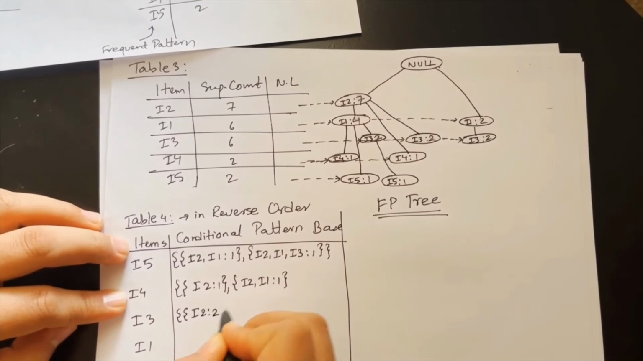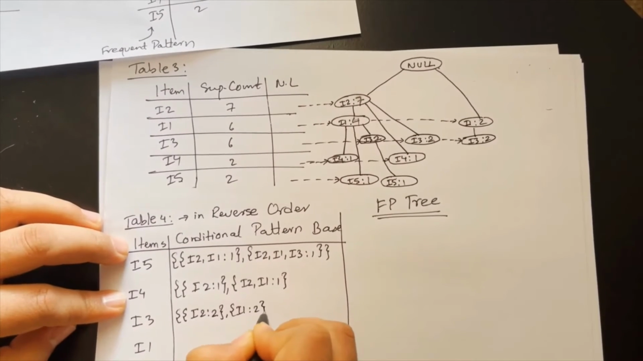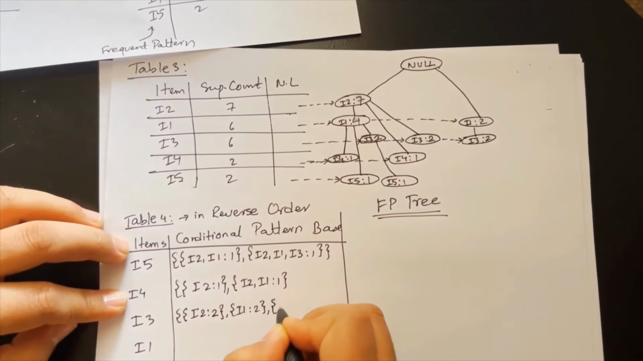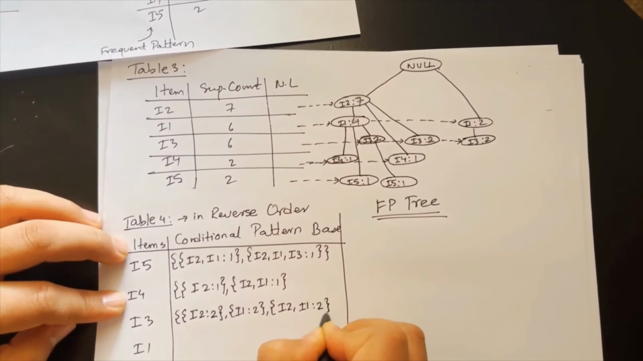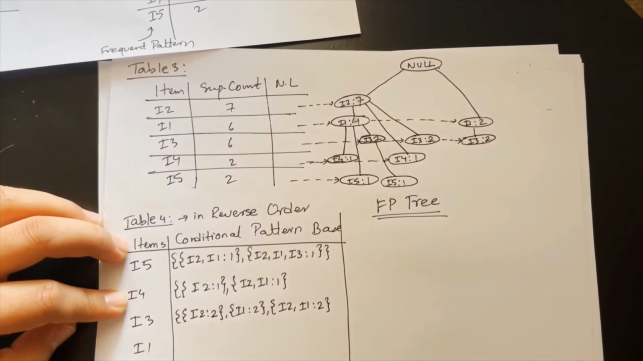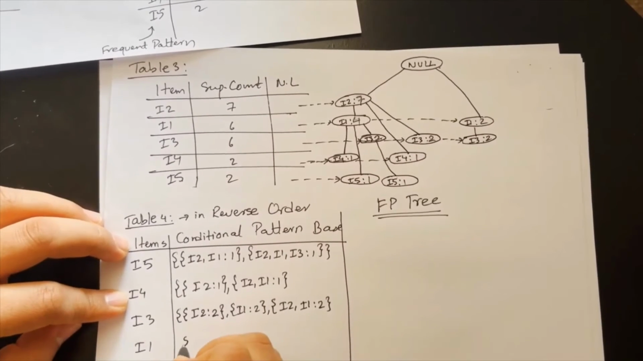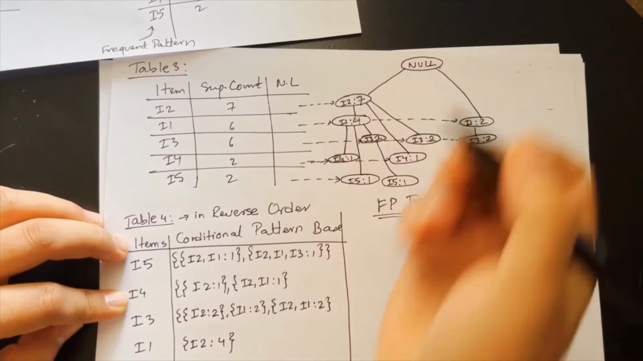I2 is 2, I1 is 2, and then I2, I1 is also 2. Okay, for I1 it's just I2. I2, that is 4. Now for I2 it's nothing.